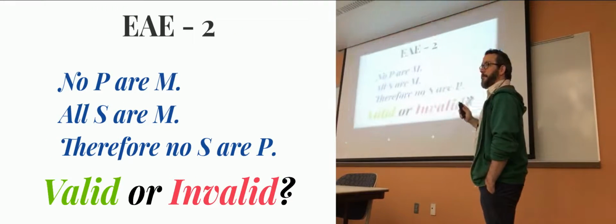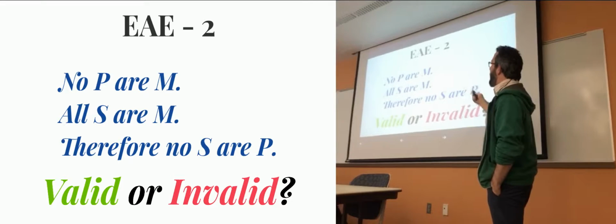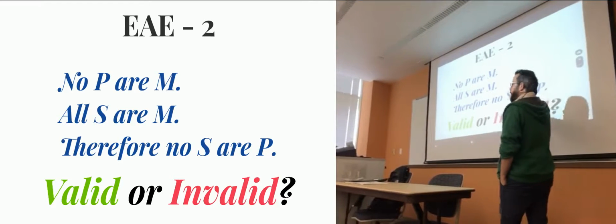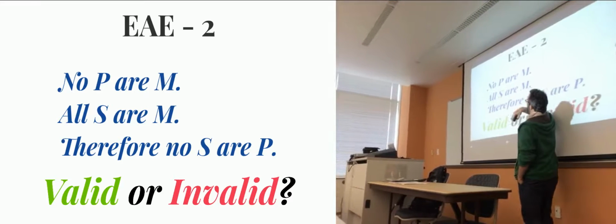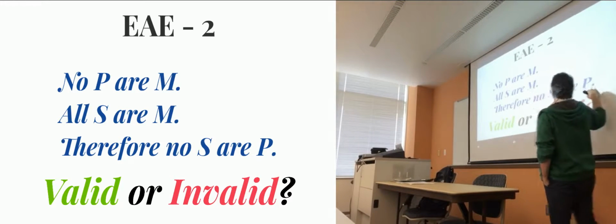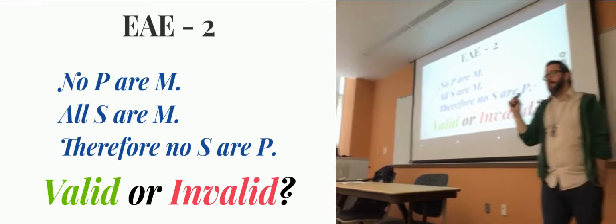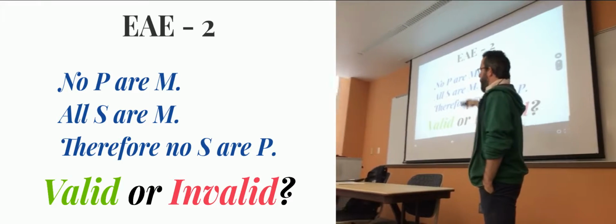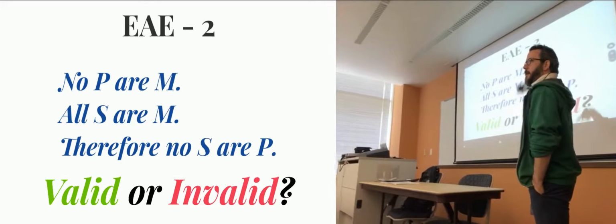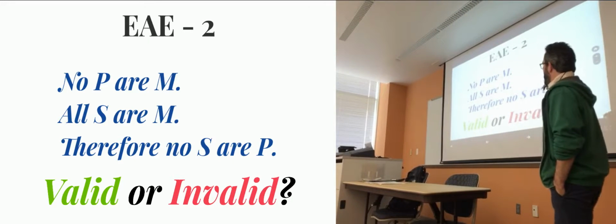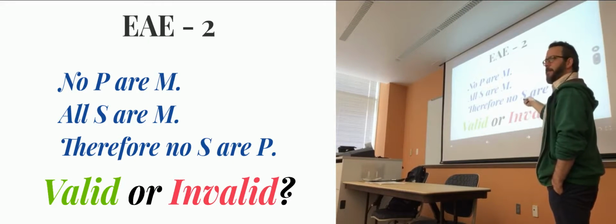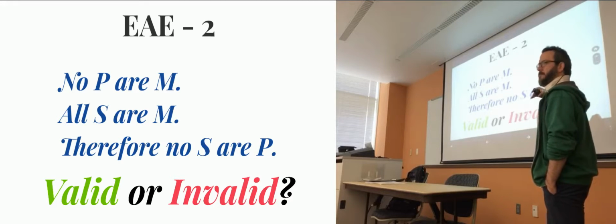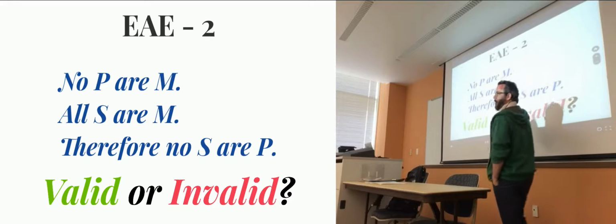Want to try another one? EAE2. You can look it up on the chart to check your work, but I would say try to do the Venn diagram first. No P are M, all S are M, therefore no S are P. And again, start with 3 circles. Minor term on your bottom left, major term on your bottom right, middle term on the top. And does it matter which of these premises you diagram first? It won't matter. They're both universal statements. You're going to shade for both of them.